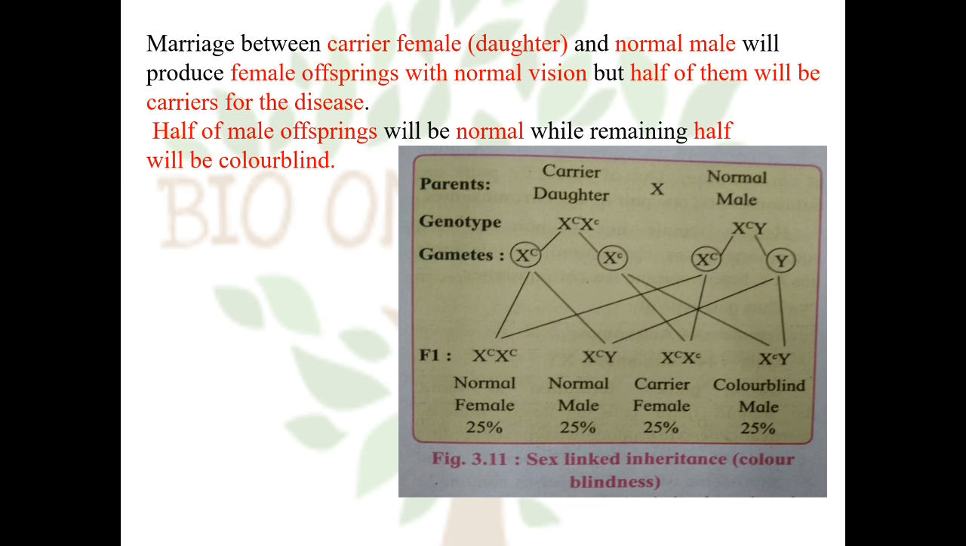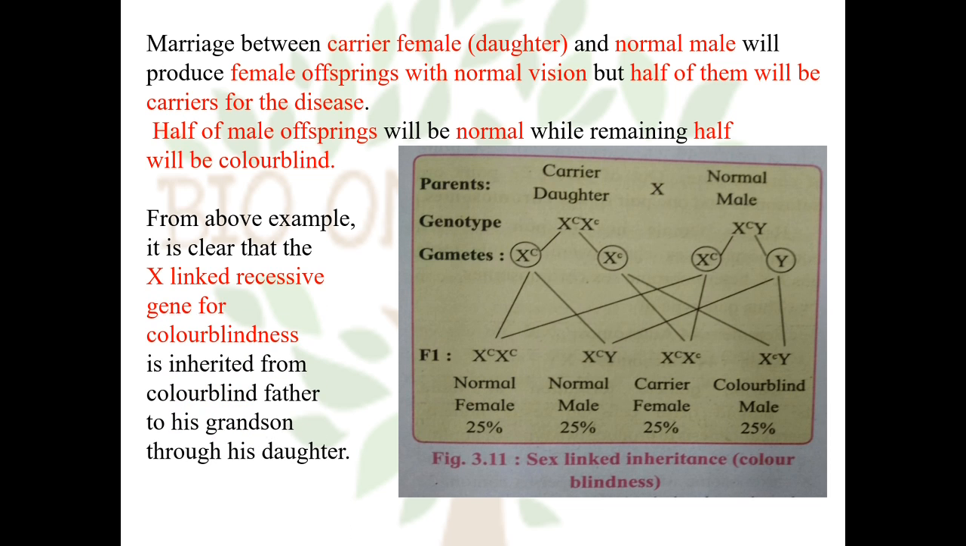This shows that the inheritance of colorblindness is in a criss-cross manner. That means the colorblind male passes the gene for colorblindness to the female, and from the carrier daughter it is again passed to the male. This type of inheritance is called criss-cross inheritance. X-linked recessive genes for colorblindness are inherited from the colorblind father to his grandson through his daughter. Criss-cross inheritance.